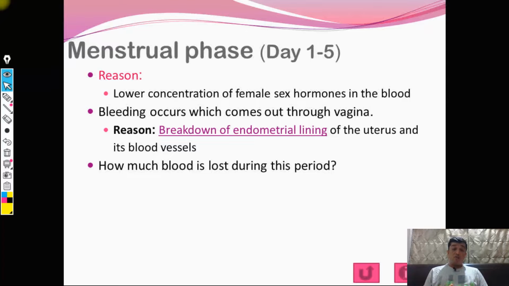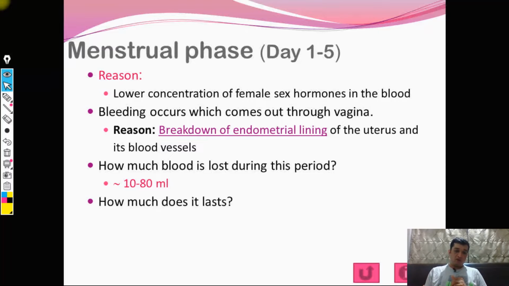And how much blood is lost is a very frequent question that we should ask ourselves. It is again variable, but on an average you can consider 40 ml. The values may range from 10 ml to 80 ml, but on an average it is 40 ml which is considered as the loss of blood during this period. So, these are the facts related to the composition of the menstrual fluid and how much of it is lost, that we have tried to understand.